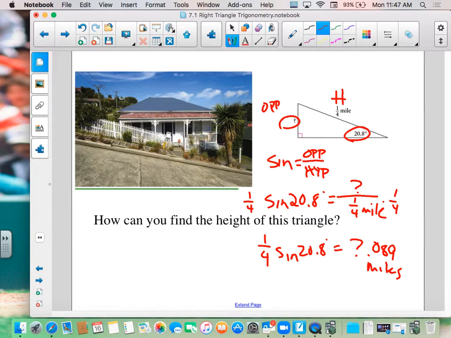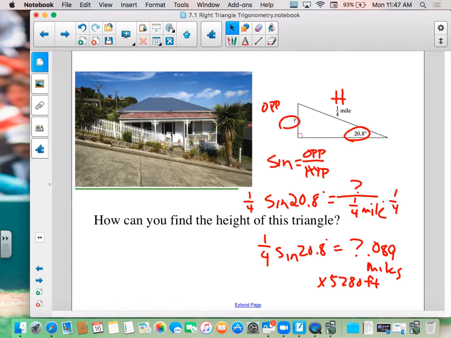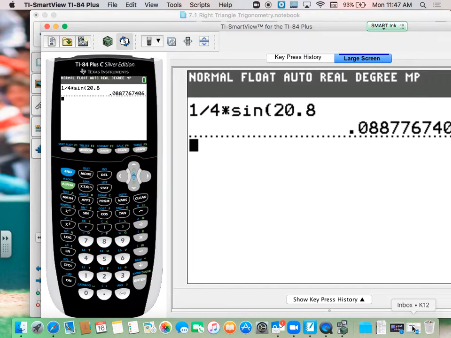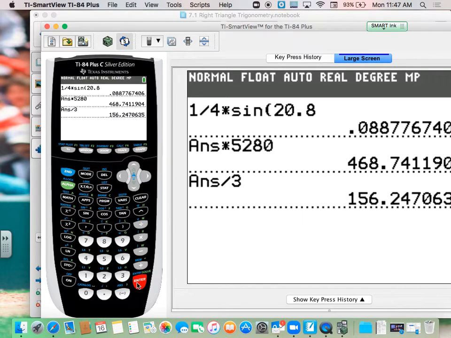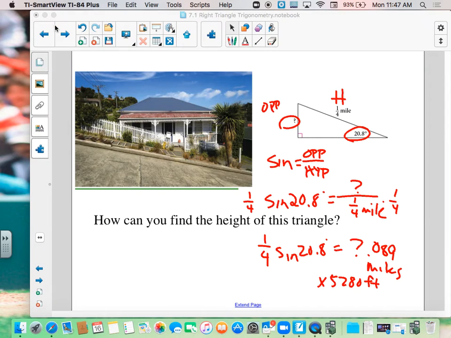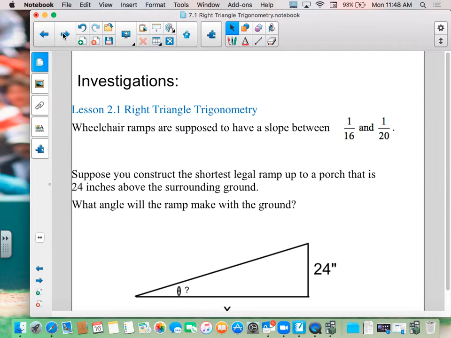And that's miles. If I want to change that into feet, I could multiply that by 5280. I'll bet you all remember there's 5,280 feet in a mile. Might give you an answer that means a little bit more to you. We're at almost 469 feet. Those of you that love yards, you could divide that by 3. You're at about 156 yards, which is about a football field and a half. That would be that height.